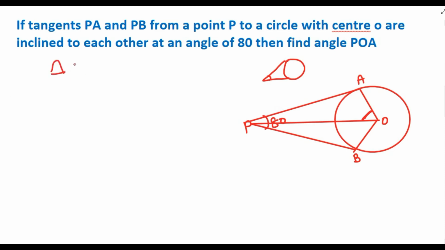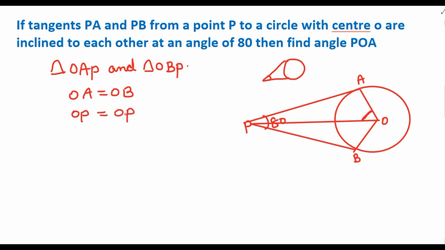First is triangle OAP and triangle OBP. If you consider these two triangles OAP and OBP, we know that OA is equal to OB because tangents drawn from the external point to the circle are equal. Again OP is equal to OP because OP is common for both the triangles.